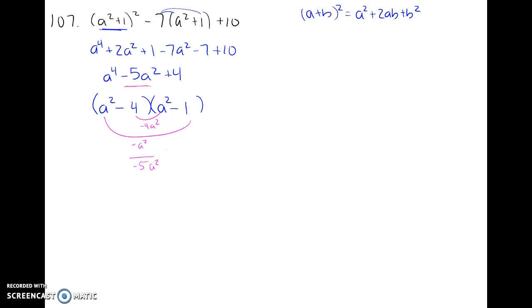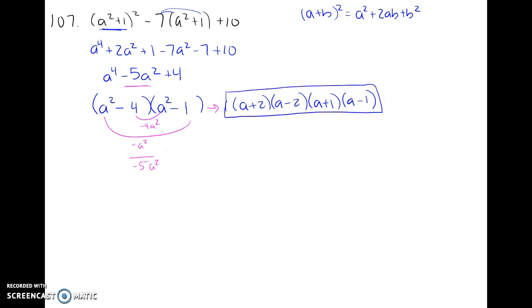Okay, so now we have (a squared minus 4) times (a squared minus 1). Hopefully you notice that is the difference of two squares, both of them. So our factors end up being (a plus 2)(a minus 2)(a plus 1)(a minus 1). And if you look back on the other video that Mr. Blackburn did, it's the same answer that he got. So it works out either way you do it.